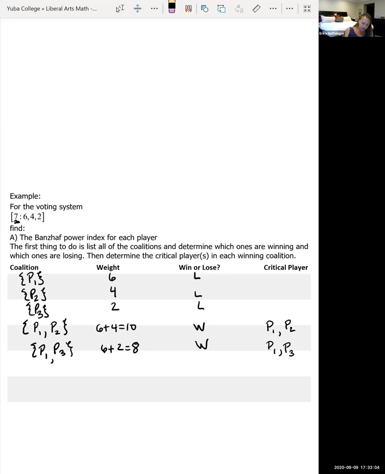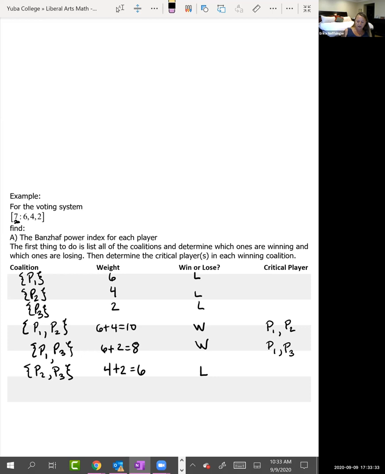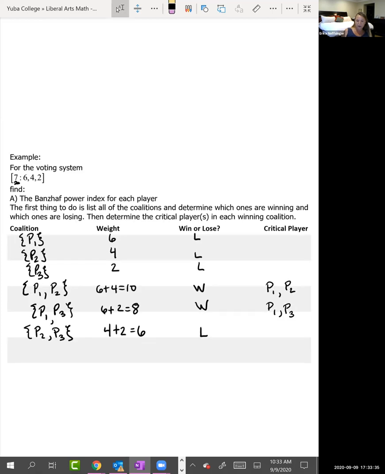Now I move down to player 2. Player 2 could also come in with player 3. It doesn't matter what order in this case; we're not looking at order for Banzhaf power. Player 2 had 4 votes, plus player 3 with 2 votes, gives 6 votes. This is a losing coalition, so none of those players are pivotal. That is all the possible combinations of two players.